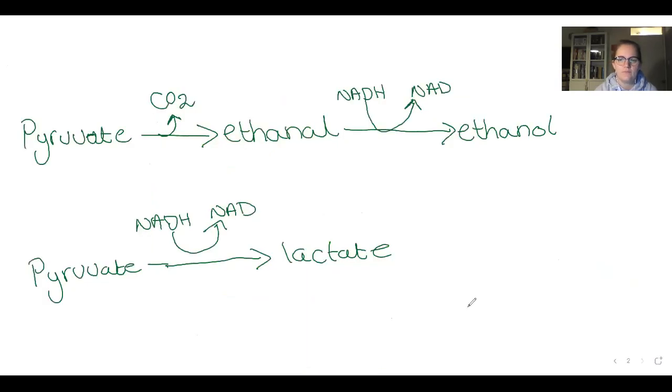So, link reaction. What is a link reaction? Where does it occur? What is happening? Number 2, link reaction. Okay, so the link reaction occurs twice per glucose molecule. So this is good to remember. It occurs twice per glucose molecule. It's really important to remember that.